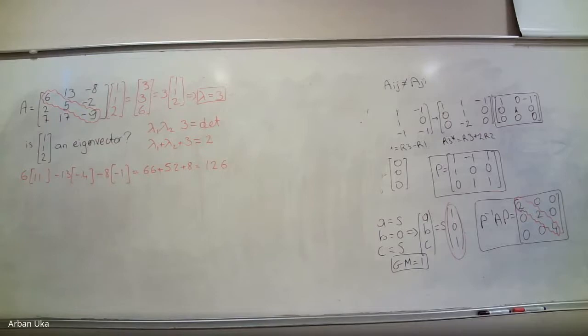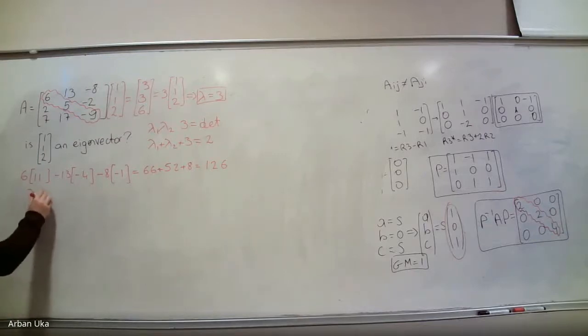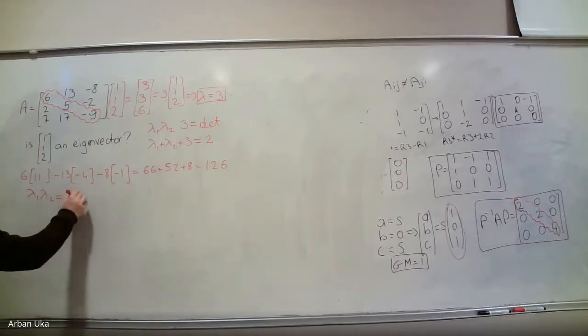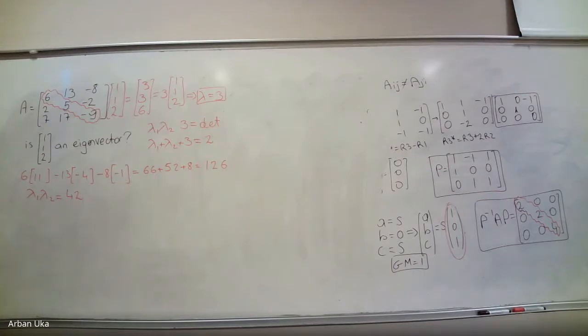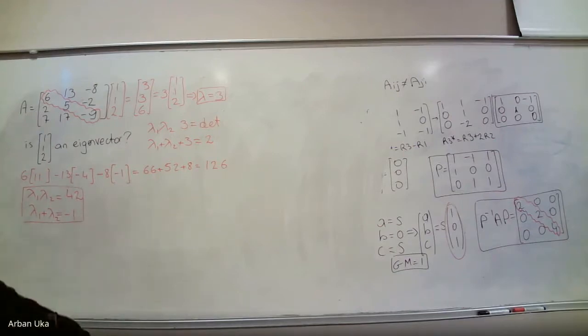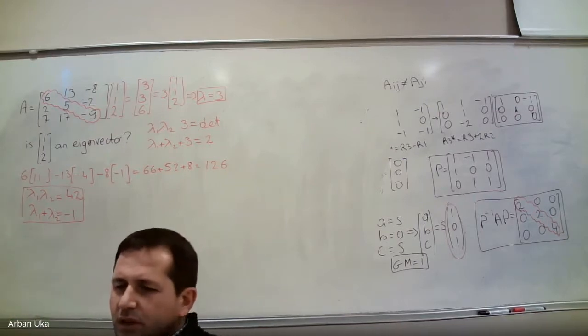Did we do a good job or we missed something? So this means that lambda 1 times lambda 2 is equal to 126 divided by 3, we get 42. And then we have also that lambda 1 plus lambda 2 is equal to minus 1. So what is lambda 1 and lambda 2? Can we find these? I'm afraid we made some mistake. Can you calculate what is the determinant?